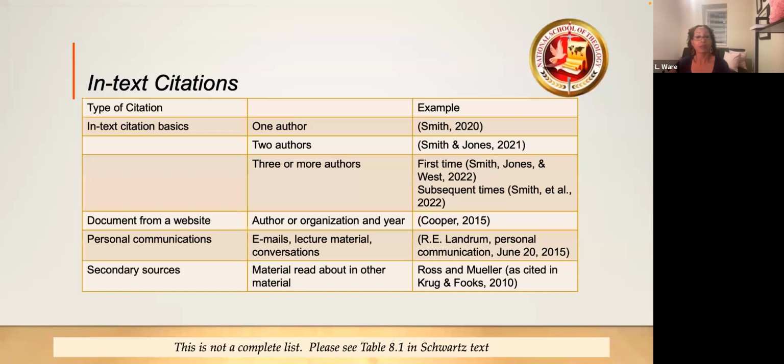Okay, again, there's a complete list in your text. If you don't find what you want in your text, I am sure there is a website somewhere or a YouTube video that will help you with your in-text citations. Whatever you want to find, and if there's something you want to cite, I'm sure you can find it. If you can't find it, reach out to me and I'll help you find it.